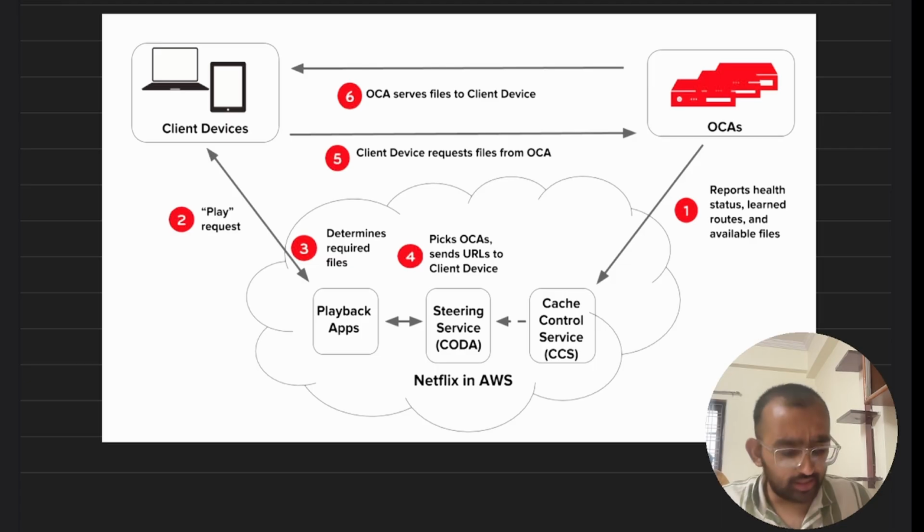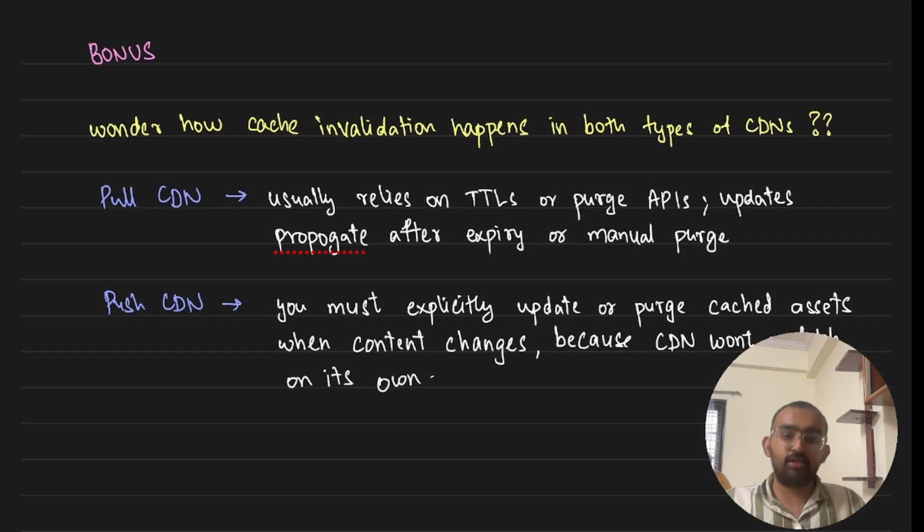And this basically reduces the backbone traffic. It also reduces bandwidth usage, and most importantly it reduces buffering, which is what we were looking at. While I was talking about pull based CDN and push based CDN, did you wonder how cache invalidation happens in both types of CDNs?